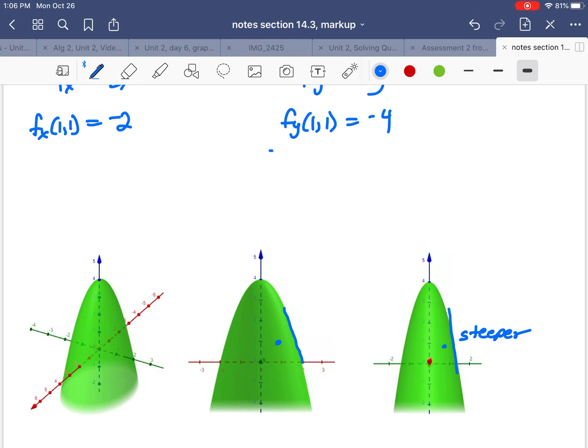And look at that, that's because my slope was steeper in the y direction. And then this one right here is for the x. This one was not as steep, that was for my x. Okay, so that's pretty much what's going on right there.